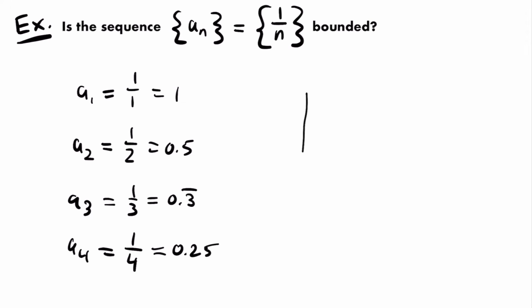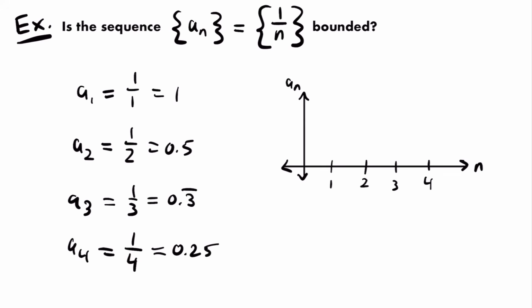All right, and so then if we were to graph out these terms of our sequence, remember that our horizontal axis are the values of n, and our vertical axis are the values of our terms, a sub n. And so I'm just going to graph our first 4 terms here. And so we'll have n is equal to 1, n is equal to 2, n is equal to 3, and n is equal to 4.